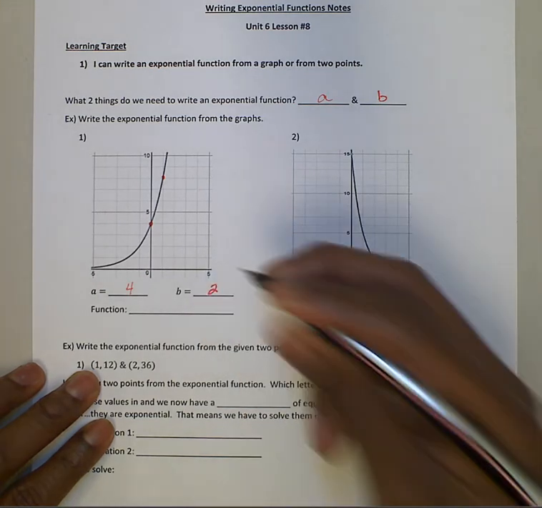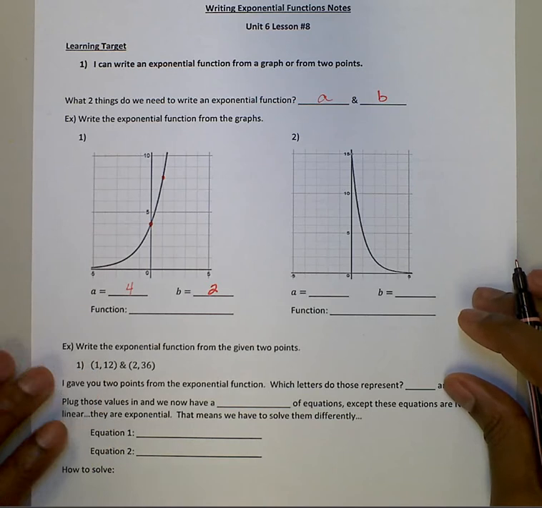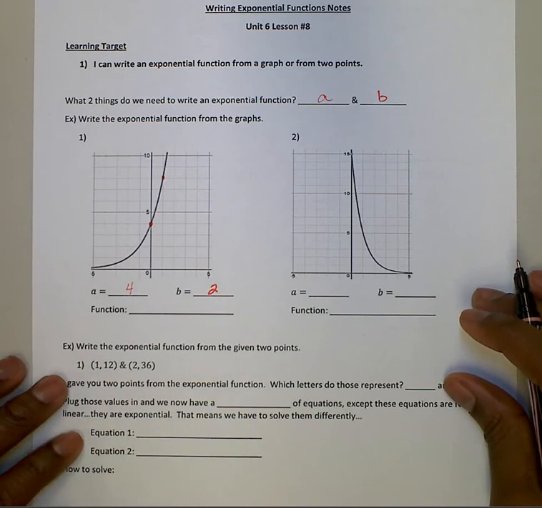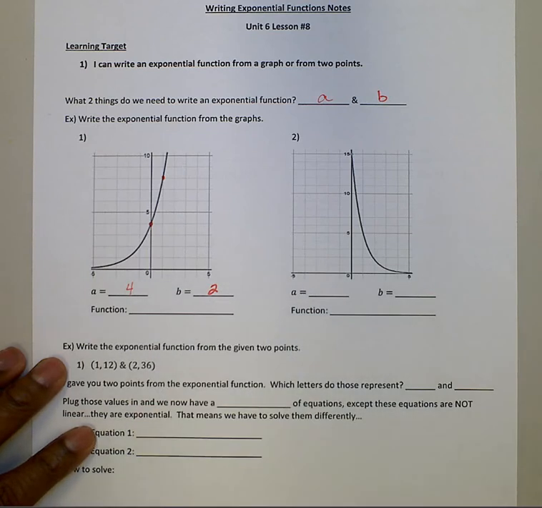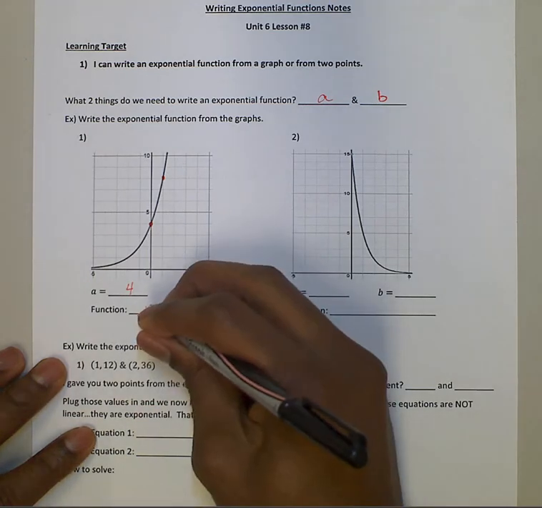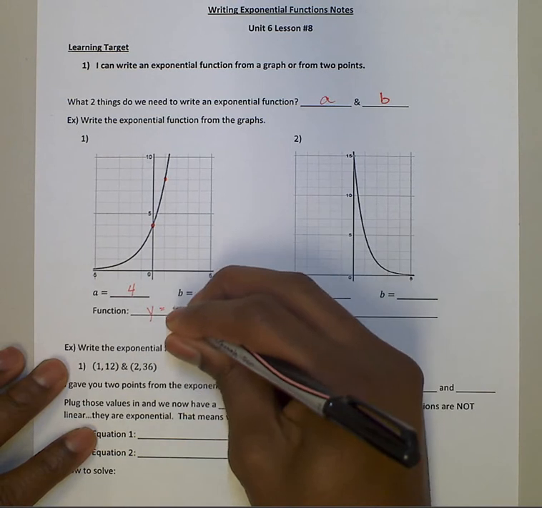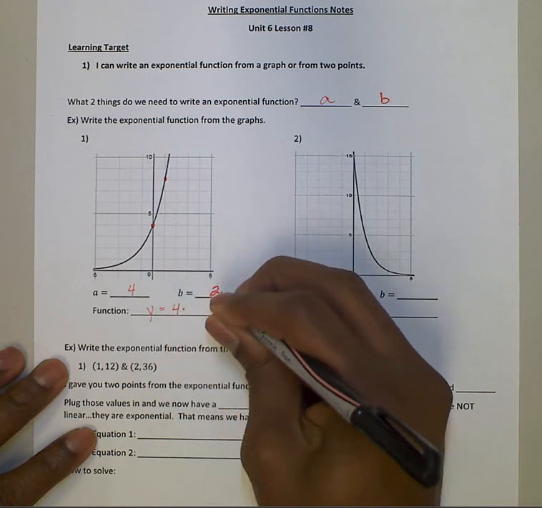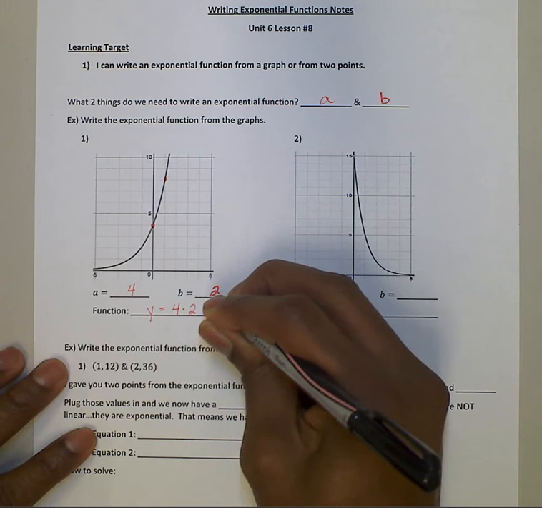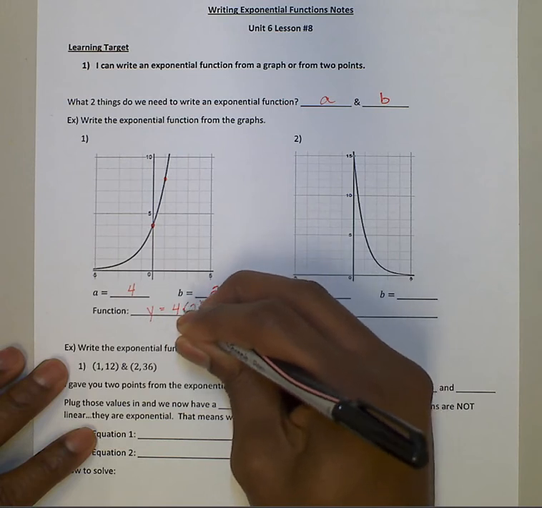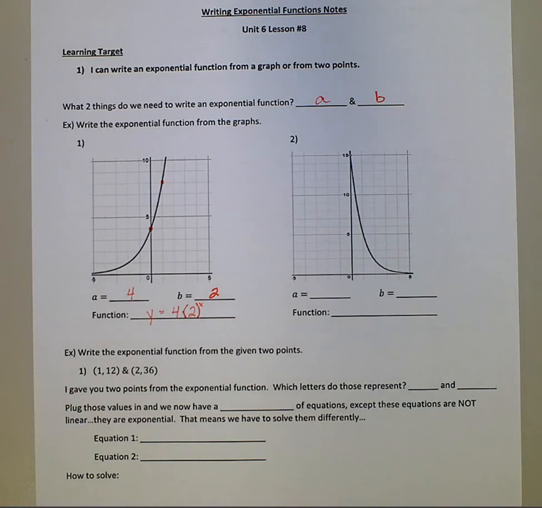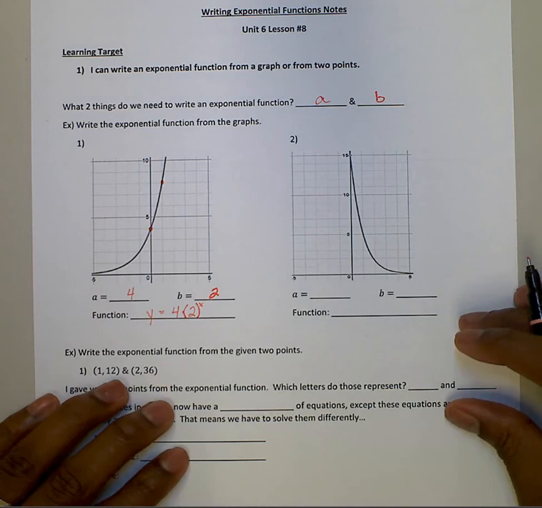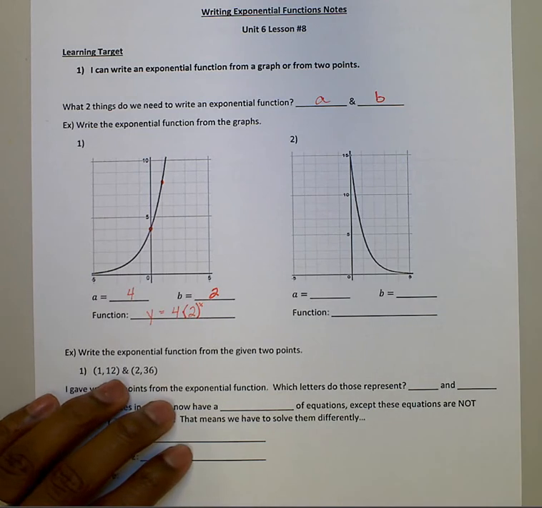That's a little bit of a shortcut. We talked about it yesterday in the notes. Now that we have a and b, we should be able to write our function. Our function will be y equals a, which is 4, times b, which is 2, to the x. I'll just keep it like that so it looks like what we've been doing. We'll do something similar with our second problem as well.